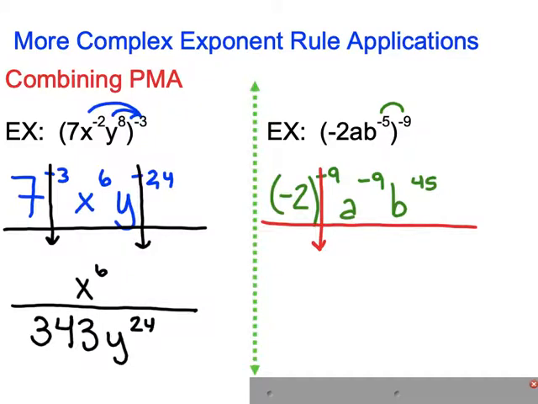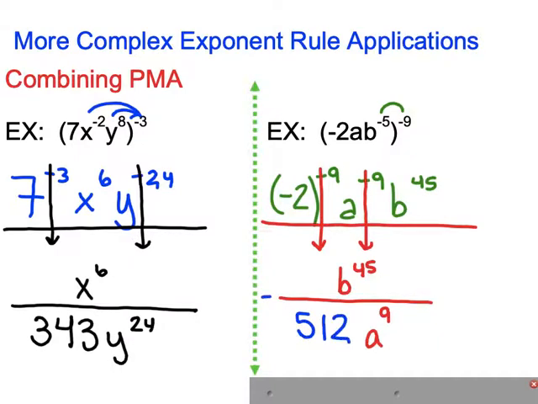Well, the negative 2 does. The a to the negative 9th does. So my b to the 45th is going to remain in my numerator. A to the negative 9th is now going to be a to the positive 9th. And now I've got to figure out what negative 2 to the 9th is. Negative 2 to the 9th is negative 512.